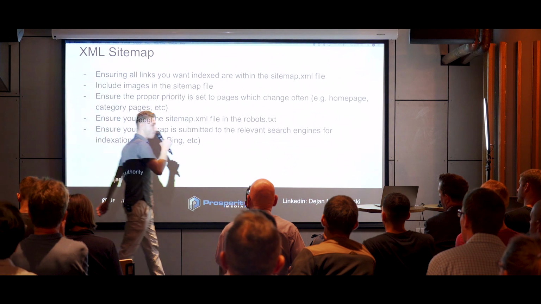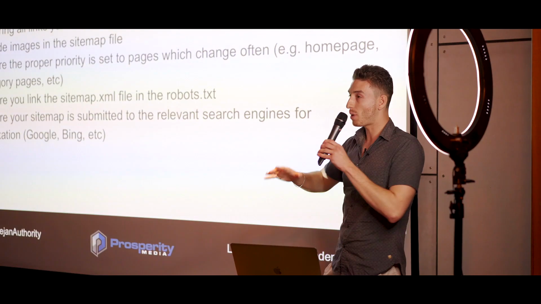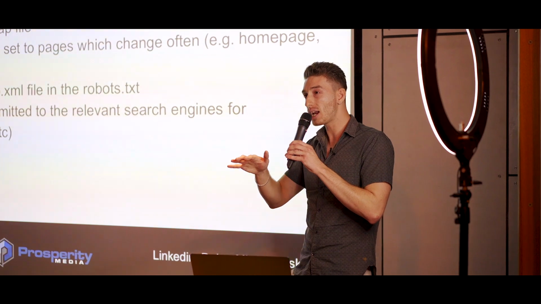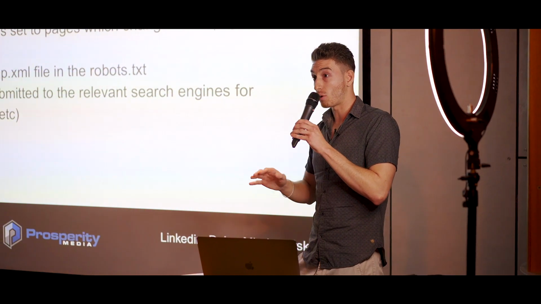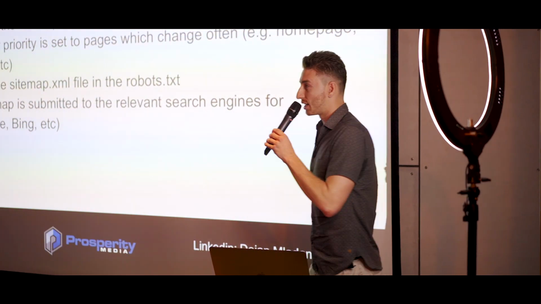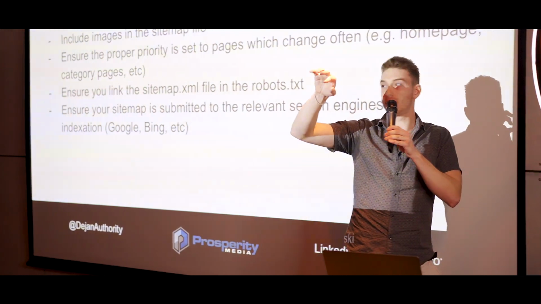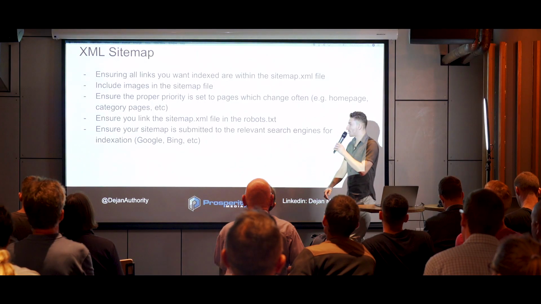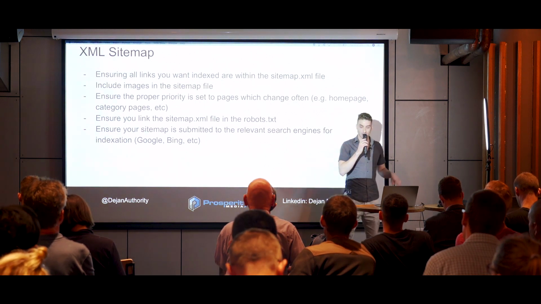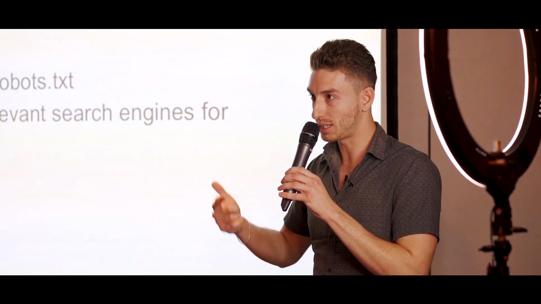You want Google going to the main page, which in this instance is normally the homepage, so that's the page you want at 1.0. Internal pages, you want about 0.3. And category level pages, about 0.7 if you want a rough guide. Ensure the XML sitemap file is linked in the robots.txt. This is simply done by Sitemap, colon, and the link to the sitemap. And ensure you submit your sitemap to Google, Bing, Yahoo, Yandex, Naver, or any other search engine that accepts XML sitemaps. This can be done within Search Console, Bing Webmaster Tools, etc.